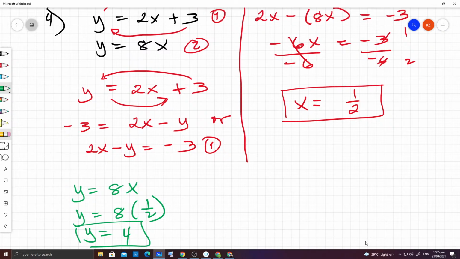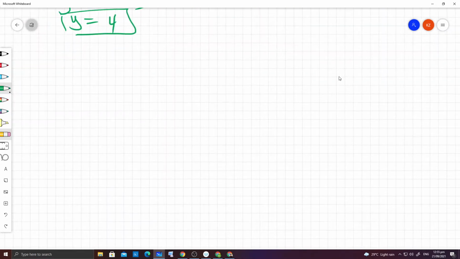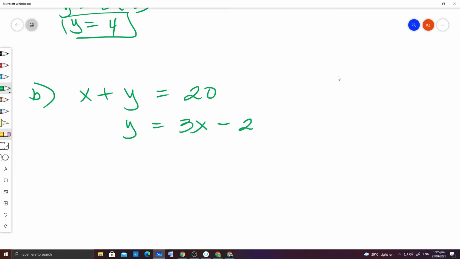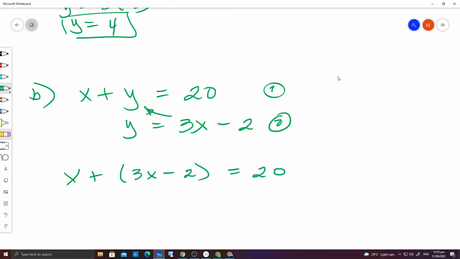Next, letter B. We have x plus y equals 20, and y is equal to 3x minus 2. In the arrangement of the equation, it is fine because we have y equals 3x minus 2. So we can substitute this into equation number 1.